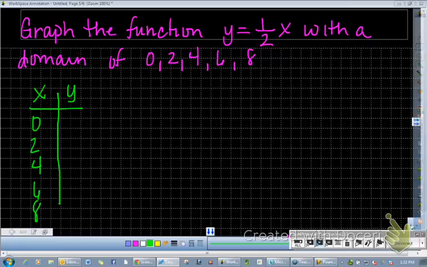So what am I going to do with my domains when I've been given this function up here? What am I doing with my x's? Plug them in, times it by 1/2. So 1/2 of 0 is 0, 1/2 of 1, 1/2 of 2, 1/2 of 4, 1/2 of 6, and so forth. Then it wants you to graph it.